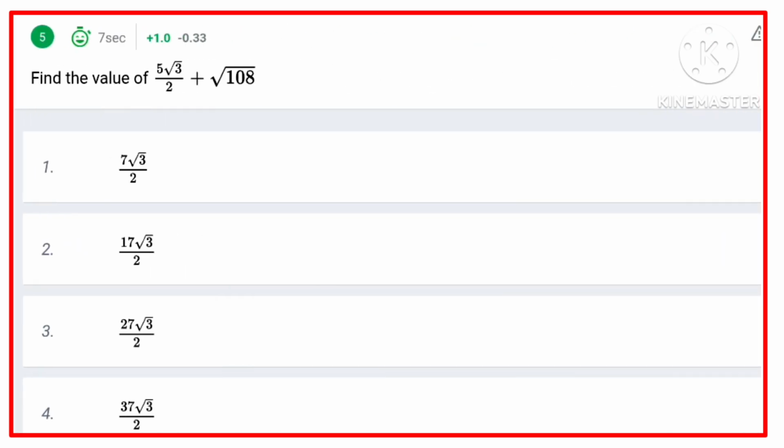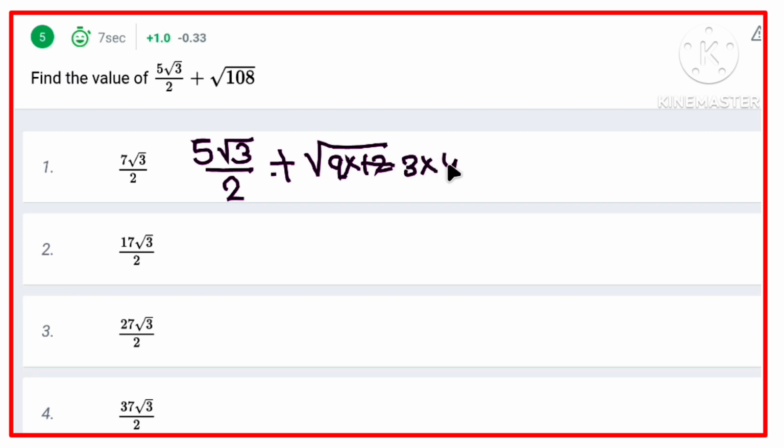See the next question. Here as you can see, you need to simplify this particular given expression. Here you have 5 root 3 divided by 2. And here as you can see 108. 8 plus 1 will give you 9. So this number is divisible by 9. So 9 into 12 will give you this one. And again you can write this 12 as 3 into 4. Now easily you can take out the numbers from the root which are a perfect square.